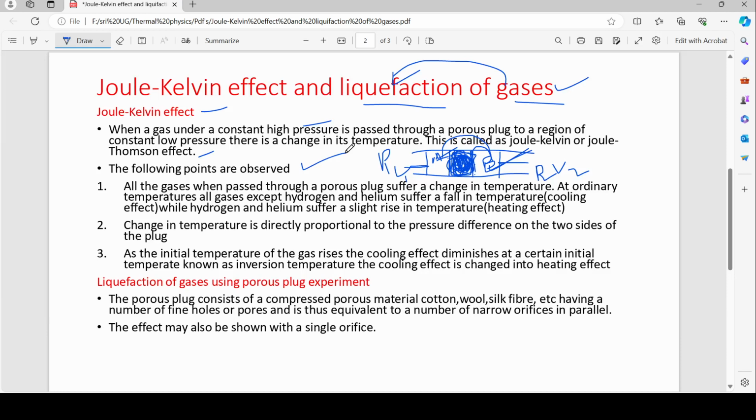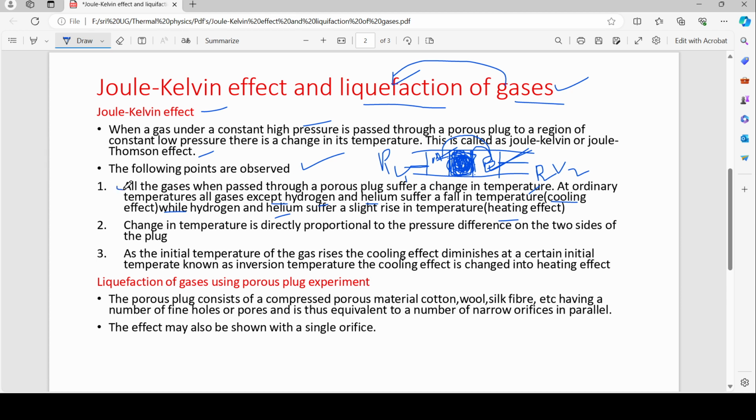So from this experiment, the following points are observed. All the gases, when passed through a porous plug, suffer a change in temperature. At ordinary temperatures, all gases except hydrogen and helium suffer a fall in temperature. That is called the cooling effect, while hydrogen and helium suffer a slight rise in temperature, which is called the heating effect.